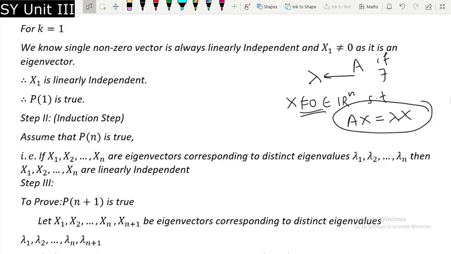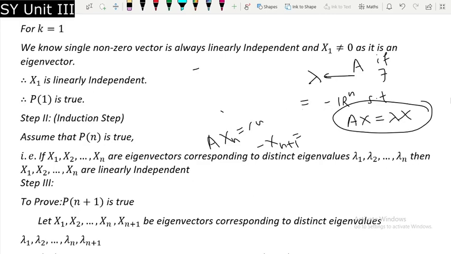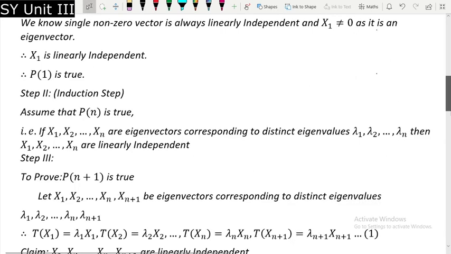Now since these x1, x2 up to x(n+1) are eigenvectors corresponding to distinct eigenvalues lambda 1, lambda 2 up to lambda (n+1), what we can say? We can say Ax1 should be equal to what? Lambda 1 x1. Ax2 should be equal to what? Lambda 2 x2, and this will be continued, and we can say that Axn will be equal to lambda n xn, and Ax(n+1) will be equal to what? Lambda (n+1) x(n+1), right? So that is what I have written here.